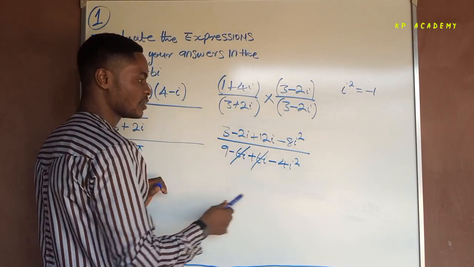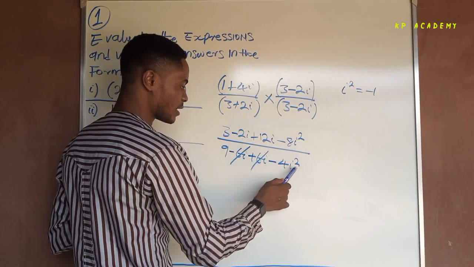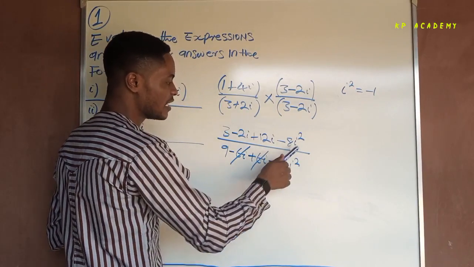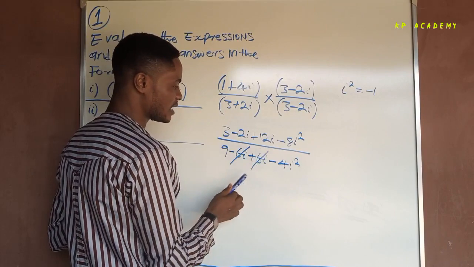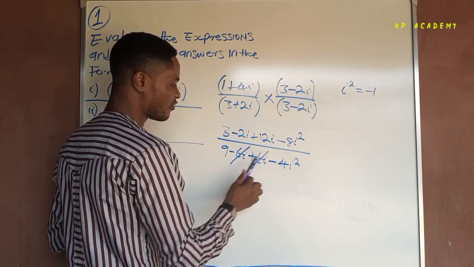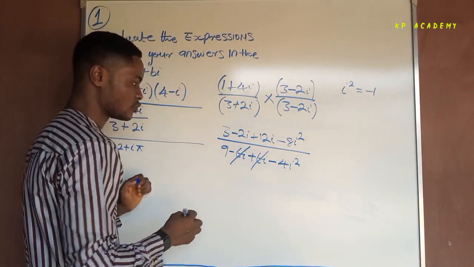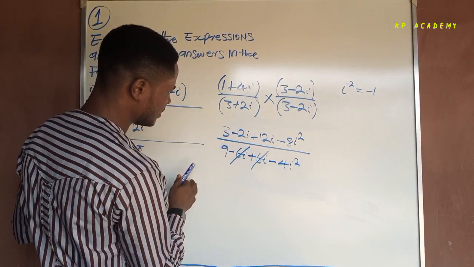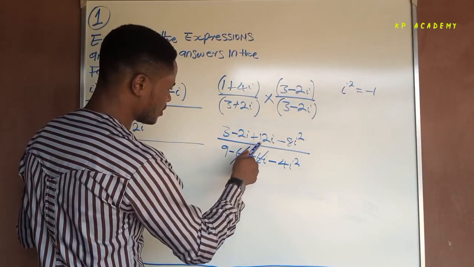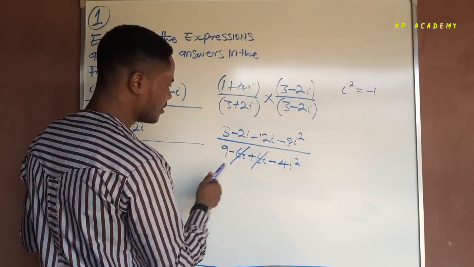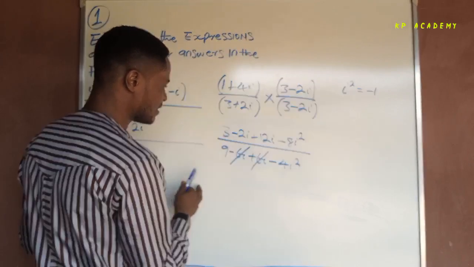So if that is true, it means that we are going to put minus 1 here and also put minus 1 here. And of course, if minus 1 enters here, we have plus 8. And if minus 1 enters here, we have plus 4. So if that is true, we are going to have now, and these two things can add up. So if we have plus 12i minus 2i, we have plus 10i.